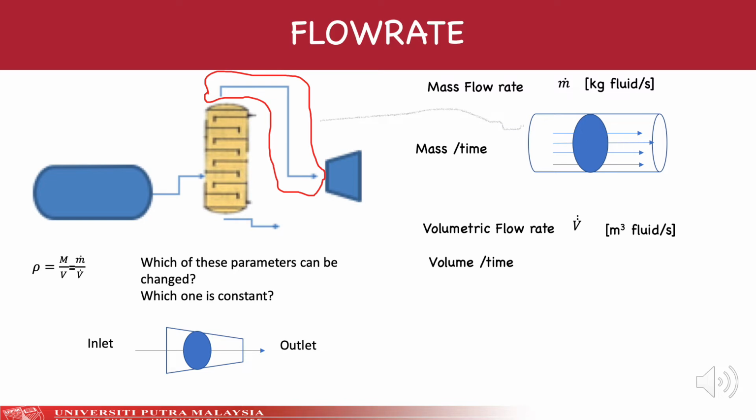So we go back to the equation that I had shown before. Density, rho, is equal to capital M mass divided by capital V volume, or equal to m dot, which is mass flow rate, divided by V dot, which is the volumetric flow rate. Which of these parameters can be changed? What do you think? Which one should be and must be constant? Think of your conservation of mass theory. So we are going to look into that in our tutorial sessions through our worksheet.